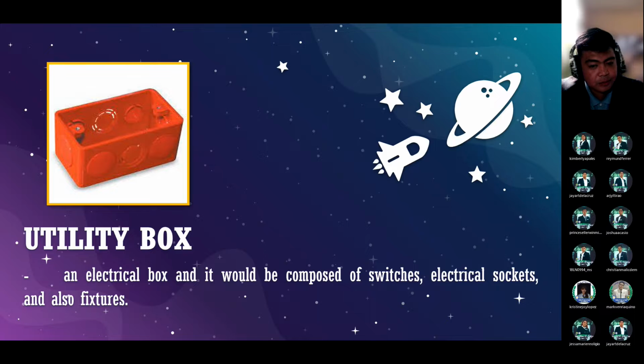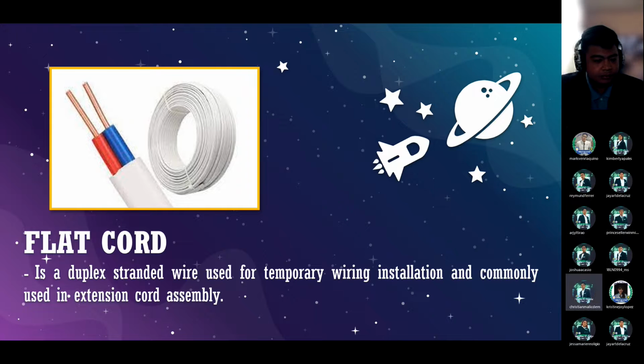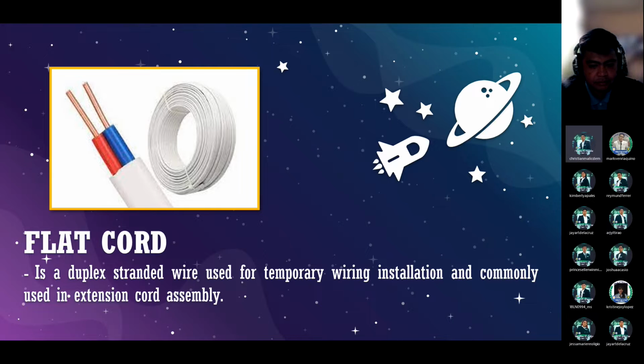Okay, next we have flat cord. Kindly read, Mr. Christian. Flat cord is a duplex stranded wire used for temporary wire installation and commonly used in an extension cord assembly. Okay, thank you, Mr. Christian.